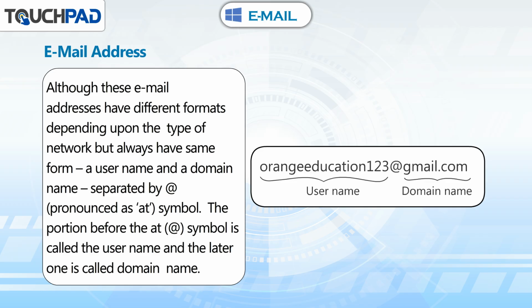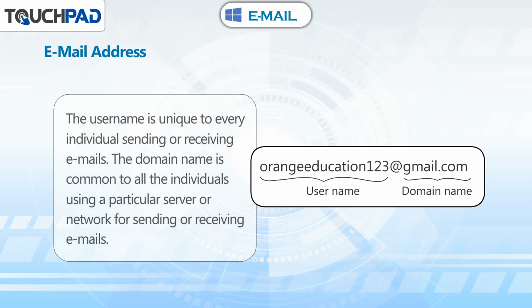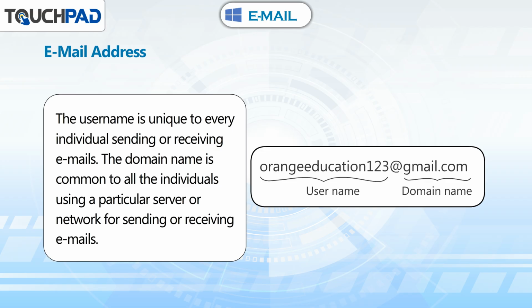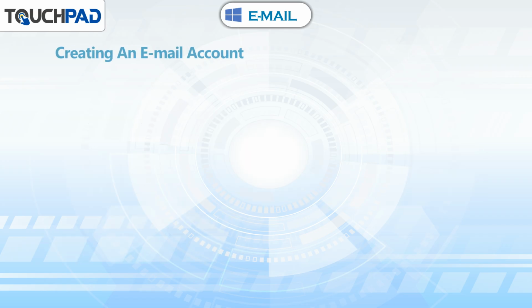The portion before the @ symbol is called the username and the latter one is called domain name. The username is unique to every individual sending or receiving emails. The domain name is common to all the individuals using a particular server or network for sending or receiving emails.